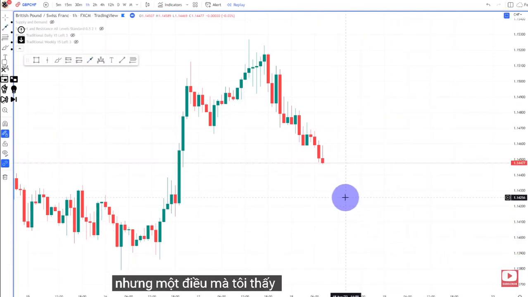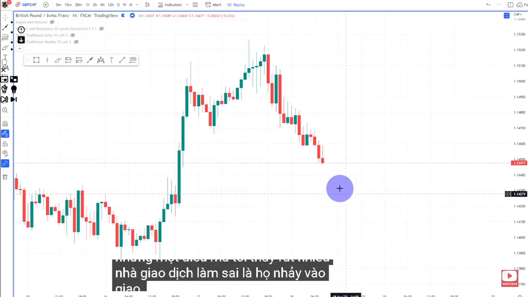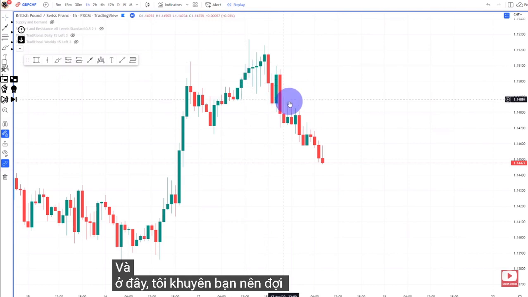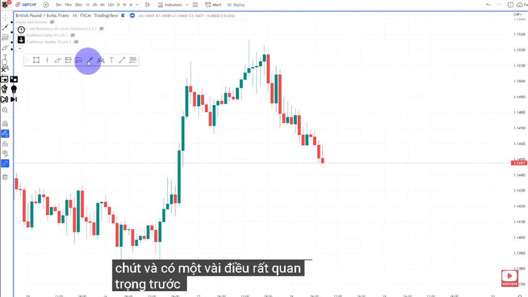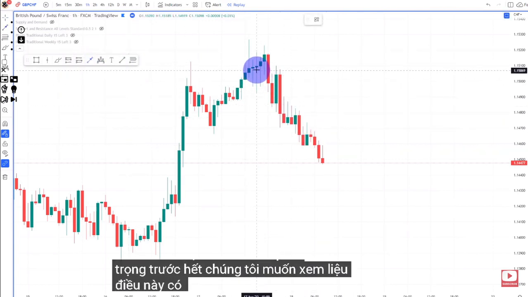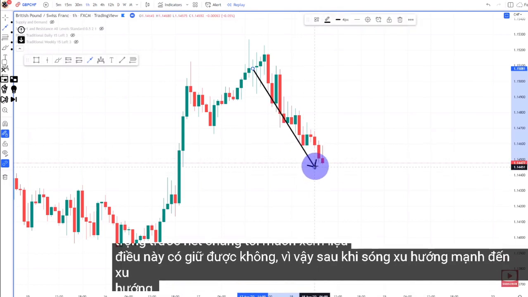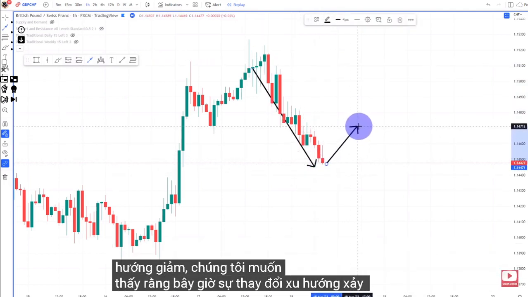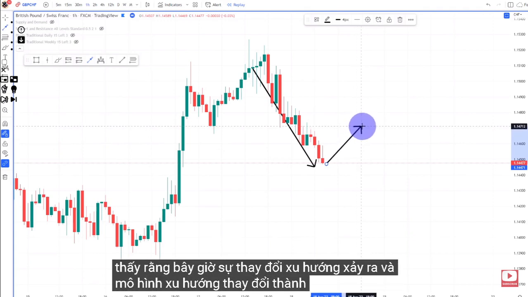But one thing that I see a lot of traders do wrong is that they jump on trades too early. And here I would recommend to wait a little bit. And there are a few very important things. First of all, we want to see, does this hold up? So after the strong trend wave to the downside, we would like to see that now the trend shift occurs and the trend pattern changes to a bearish mode.